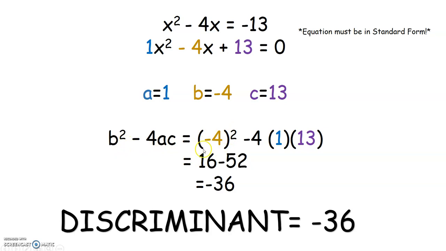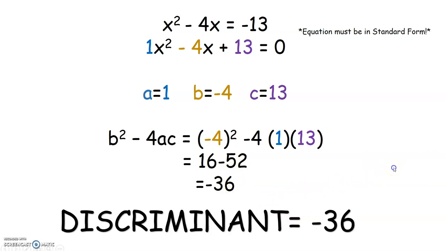So now I'm going to plug these into my discriminant formula. My B term, negative 4 squared, minus 4 times my A, which is 1, times my C, which is 13. So I now have negative 4 squared, which is 16, and 4 times 13 is 52. I'm subtracting it. 16 minus 52 is negative 36. So the value of my discriminant is negative 36.